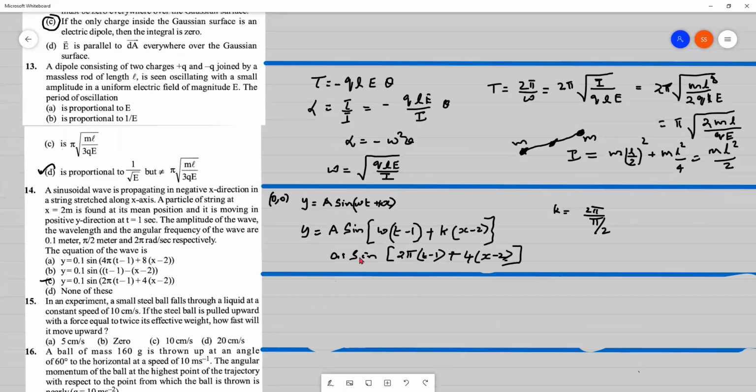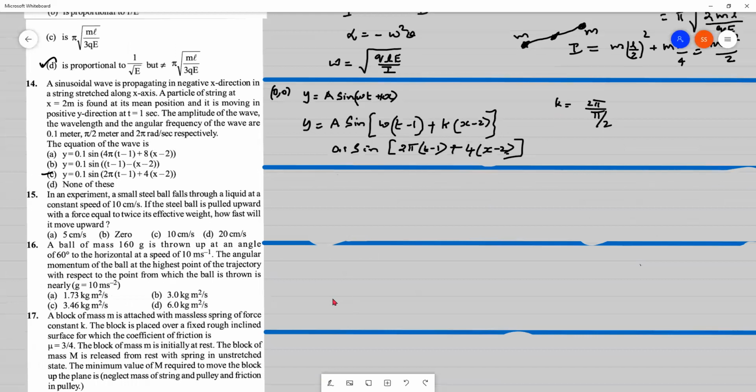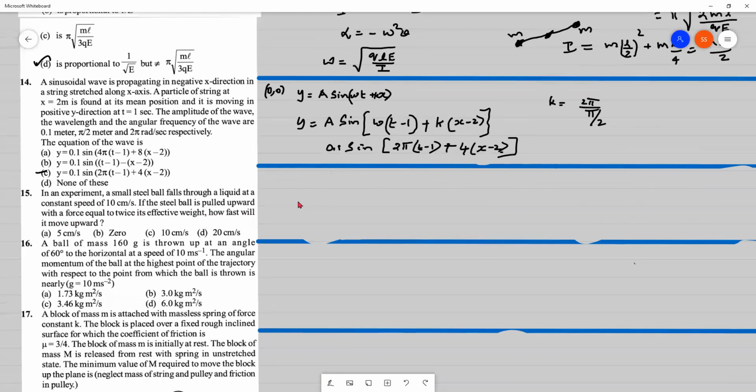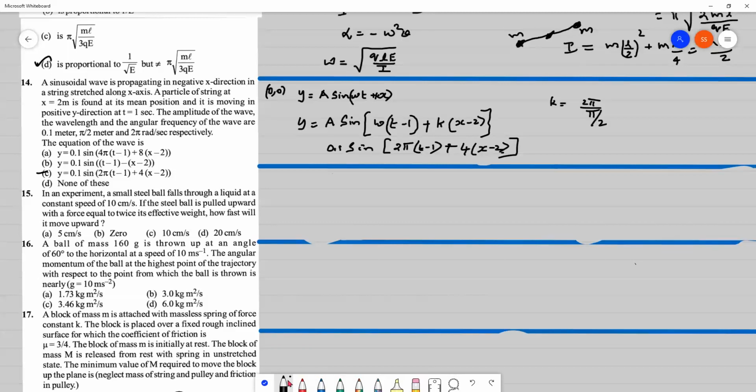So next question, 15th question is, in an experiment, a small steel ball falls through a liquid at a constant speed, 10 centimeter per second. If the steel ball is pulled upward with a force equal to twice the effective weight, how fast will it move upward? The first part of the sentence, it is moving downward with a constant speed. That speed is called terminal velocity.